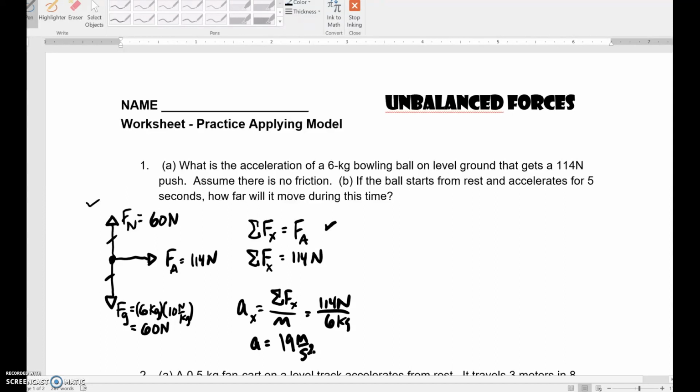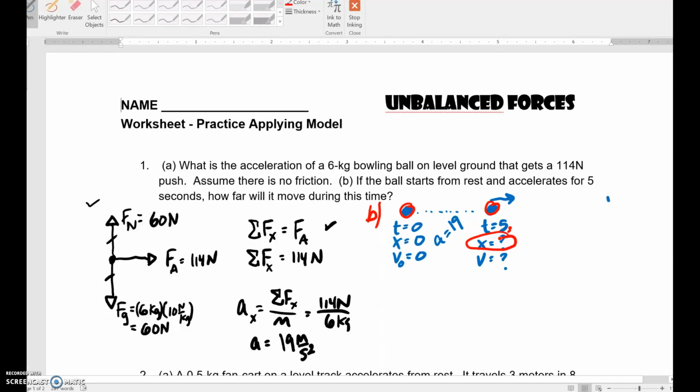Now B says if the ball starts from rest and accelerates for 5 seconds, how far does it go? Well, I'll use the kinematic equations for that. So for B, I've drawn a little picture of the ball rolling, and I put time 0, position 0, starting velocity 0, and at some later time, in fact it's 5 seconds, it's at some position, that's what I want to know, how far it goes, and it has some velocity. I just calculated the acceleration, so that's the link back to the forces. I used the forces to figure that out.